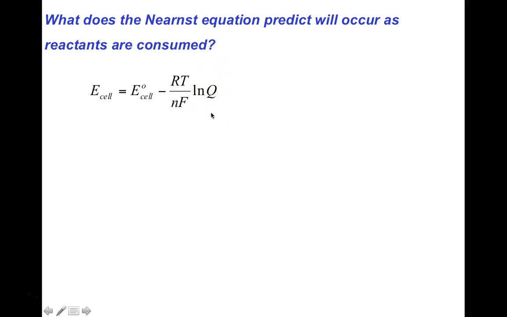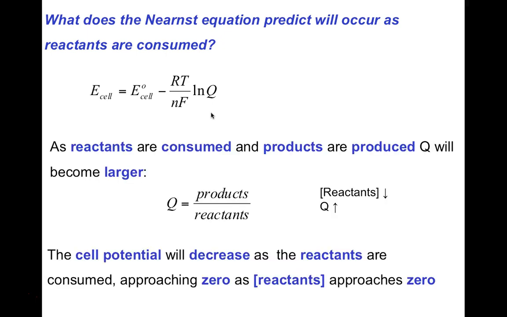What will happen is reactants will be consumed and products will be created. So reactants will decrease in concentration, and products will increase in concentration. As the cell reaction proceeds, Q will become bigger. So the term that we're subtracting away here is going to get bigger and bigger and bigger until this cell potential eventually drops to 0.